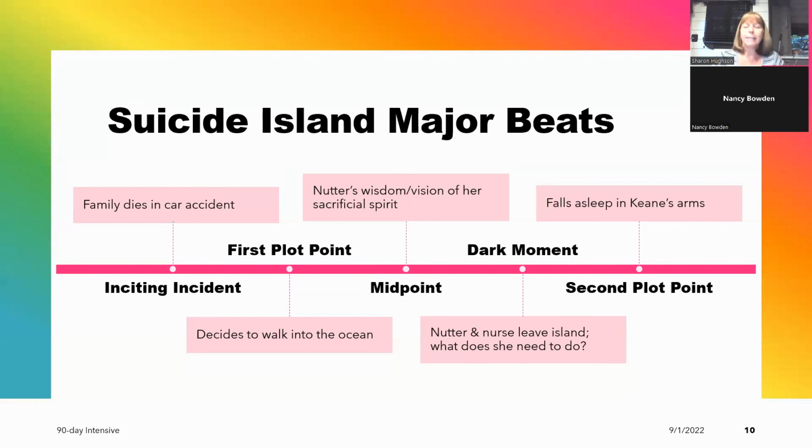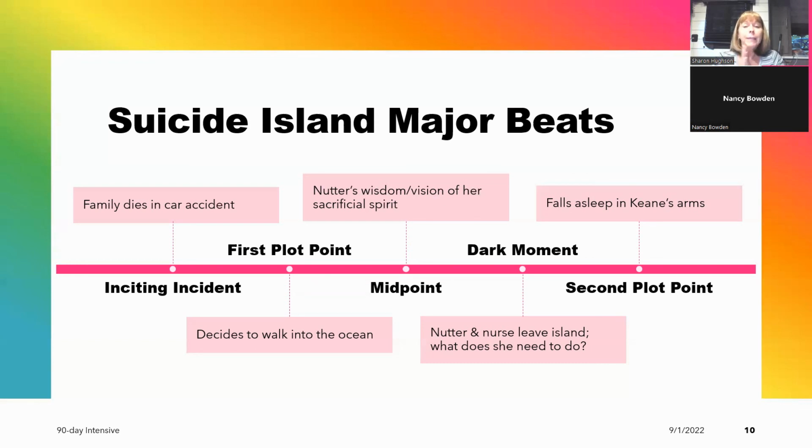So the inciting incident is when her family dies in the car accident. I already mentioned that. The first plot point is when she decides to walk into the ocean to join her family. And that is how she makes it to Suicide Island. She wakes up on an island instead of in heaven. It's kind of a big shock for her.